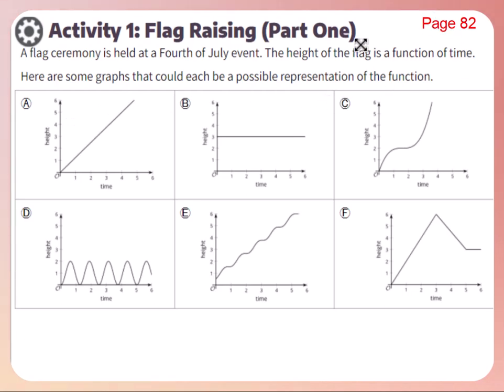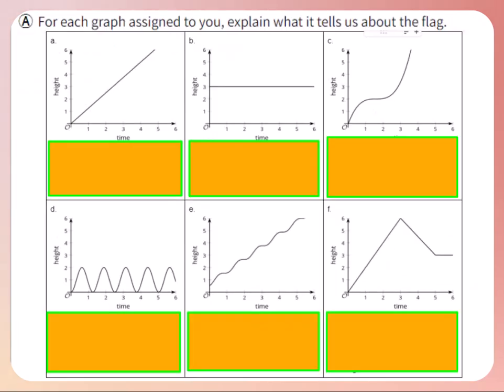Turn to page 82 and complete activity number 1. Now let's look at this and understand what the problem is saying. We have a flag ceremony held at a 4th of July event. The height of the flag is a function of time. Now here are some graphs that could be possible representations of the function. For each graph assigned to you, normally if we do this in class, I assign everybody a different graph. But let's just go through all of these.